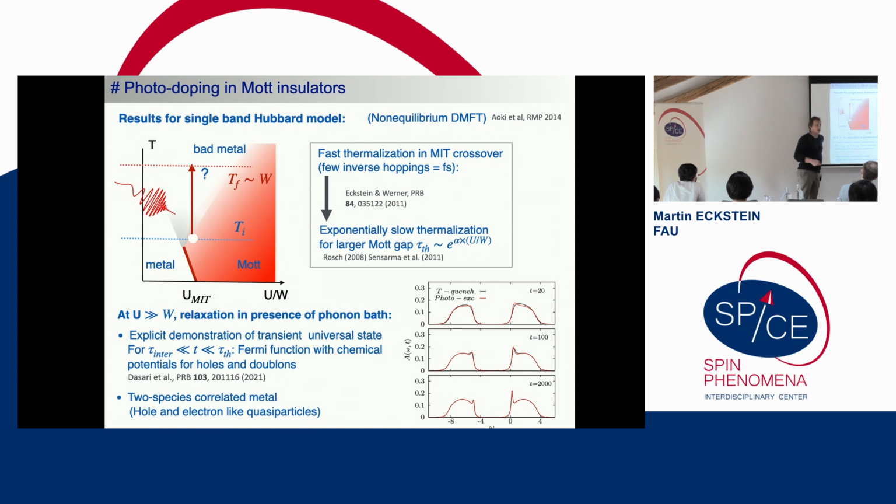So the spectral function is strongly reformed. So you have hole-like and electron-like quasi-particles, which both give rise to some quasi-particle peak in the spectrum at the same time, which is a bit unusual. But this is the result. Energy exchange is very fast. Particle exchange across the gap is slow, but energy exchange is very fast, so it goes to the same temperature.